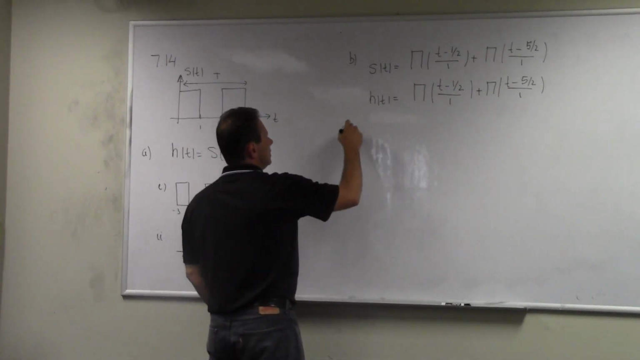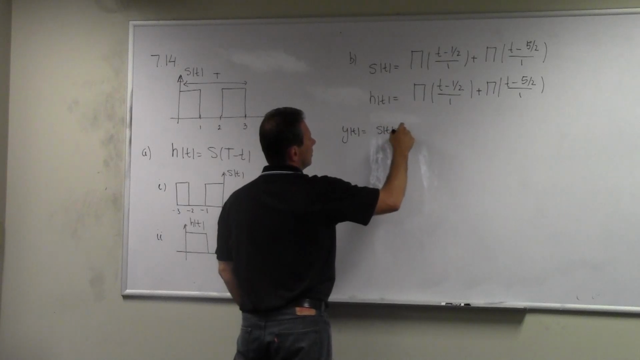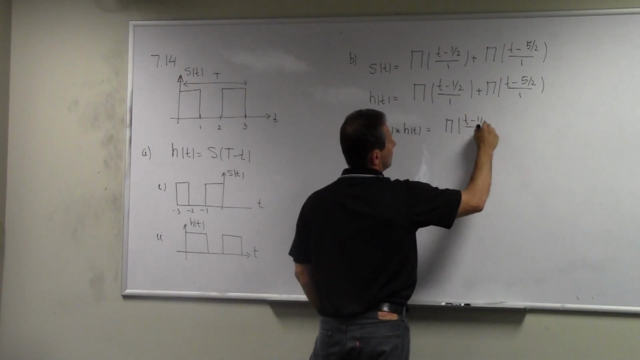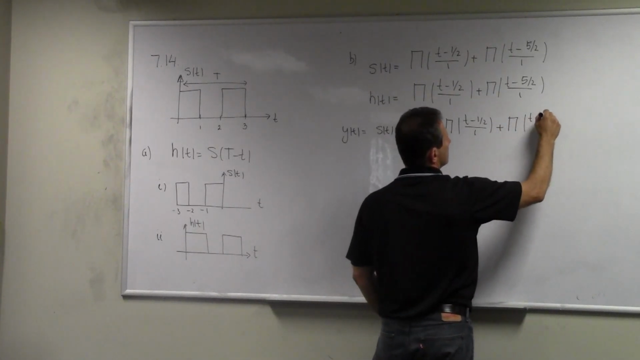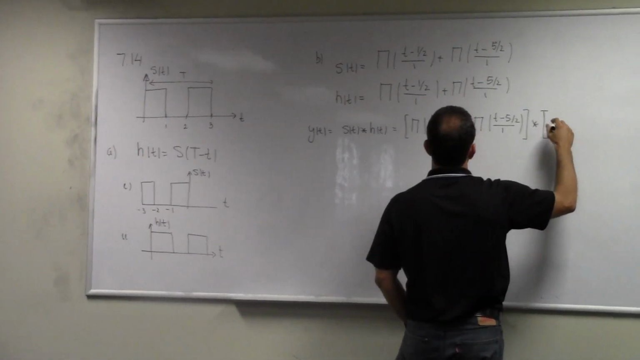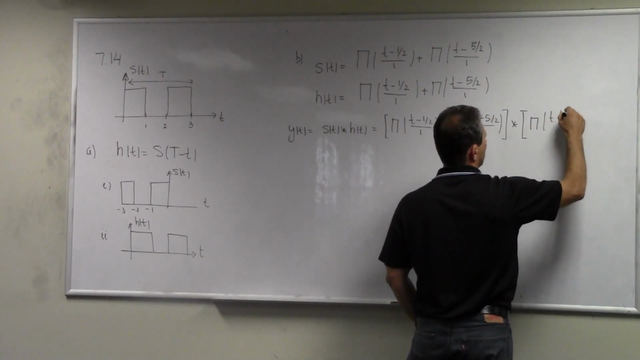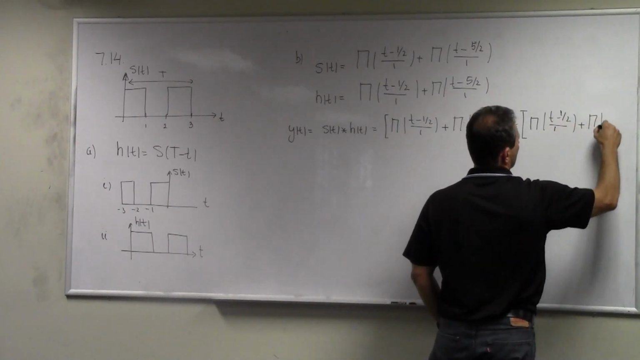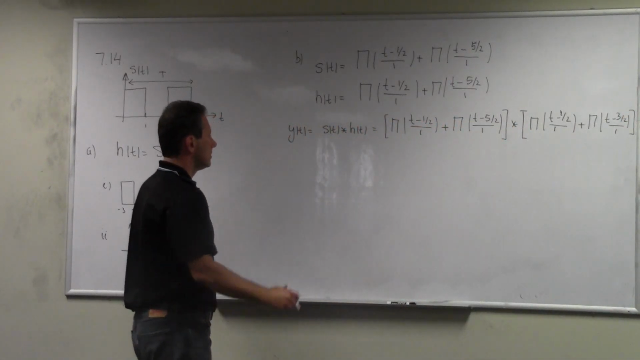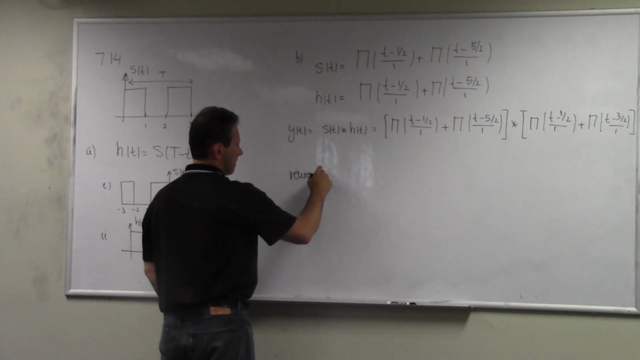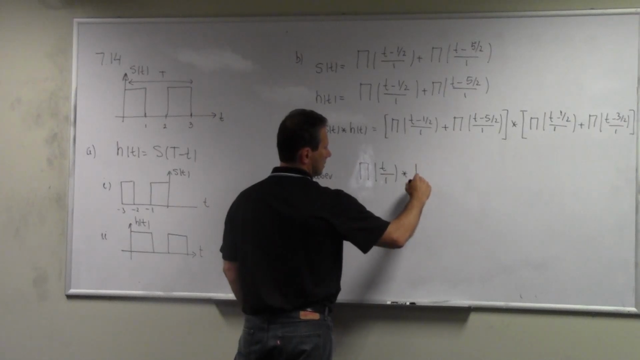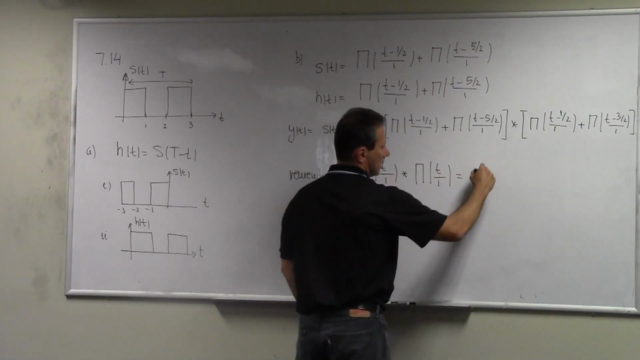So y of T is going to be S of T convolved with h of T, which is pi of T minus 1/2 over 1 plus pi of T minus 5 halves over 1 convolved with the same thing. Pi of T minus 1/2 over 1 plus pi of T minus 3 halves over 1. Right? And now, what you need to remember is that pi of T over 1 convolved with pi of T over 1 is lambda of T.